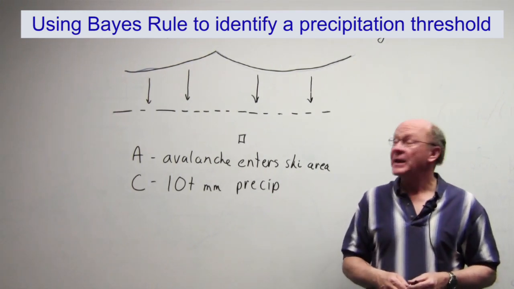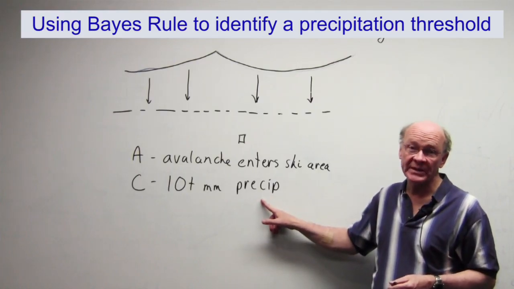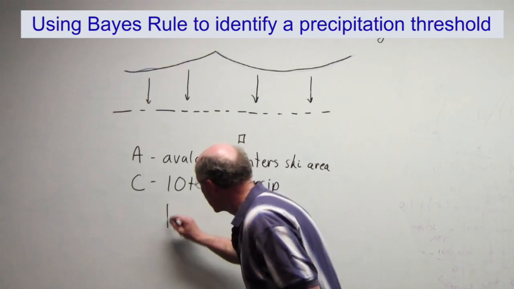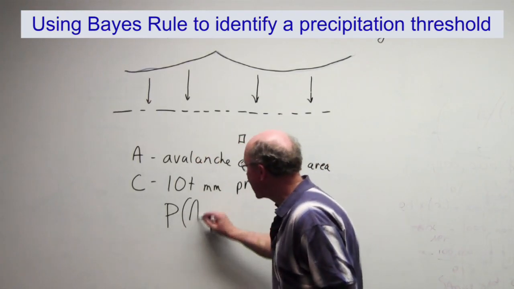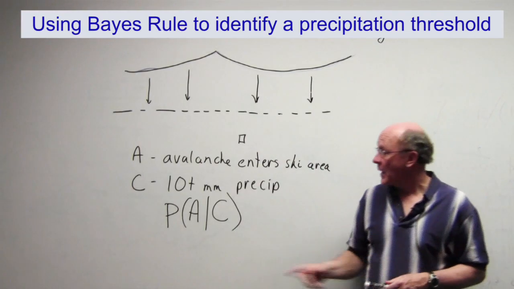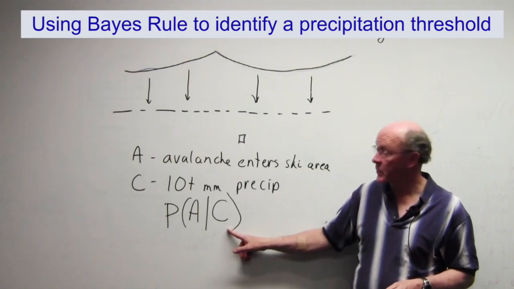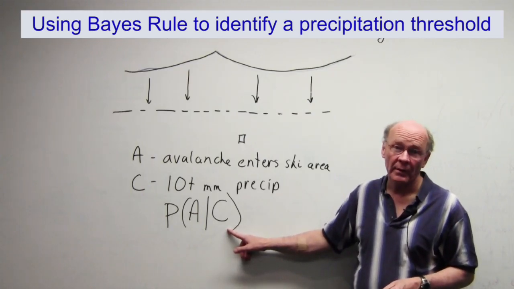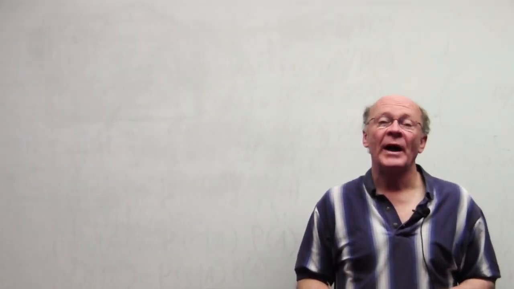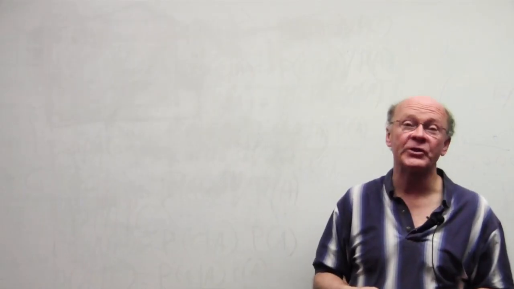We want to know the probability of an avalanche entering the ski area after a night in which 10 or more millimeters of precipitation have been recorded on the gauge. This is written as the probability of event A given event C. Now we could look back through all the ski area records and actually find out this probability, but that would be a lot of work. Bayes' rule can make this easier. Next, I'll derive Bayes' rule. For those of you who are not interested, press the fast forward button at the bottom of your screen.